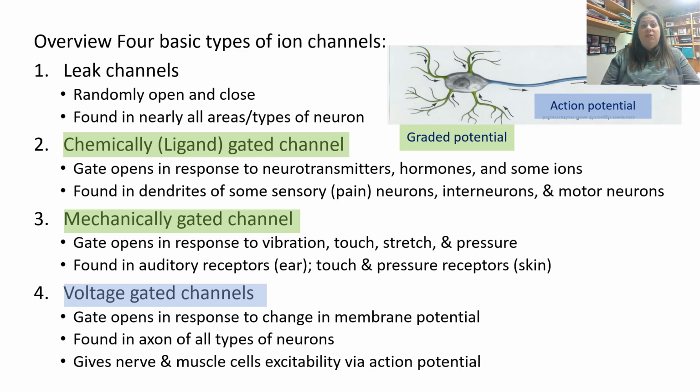So here, another overview of the four basic types. You have the leak channels. These, again, randomly open and close. They're found in nearly all areas or types of the neuron.